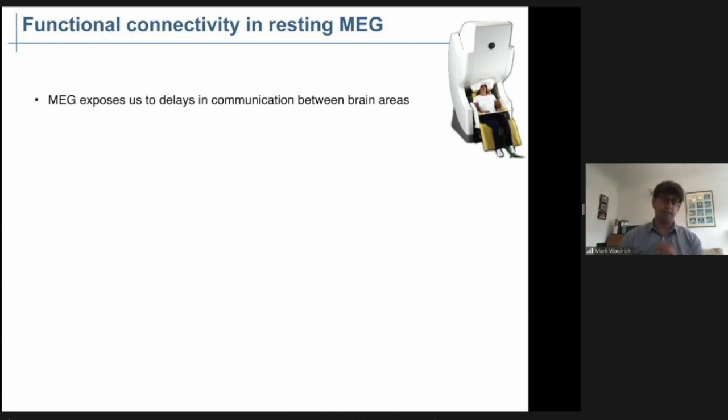So one of the challenges that we had to overcome though at this time was the issue that you're now exposed to the fact there can be communication delays between brain areas, which is soaked up by the hemodynamic blurring of the fMRI.